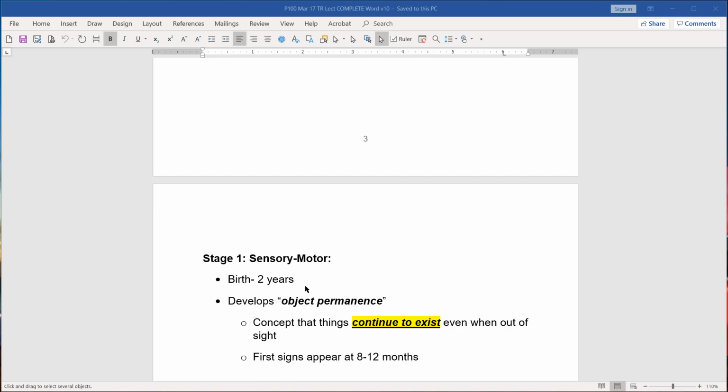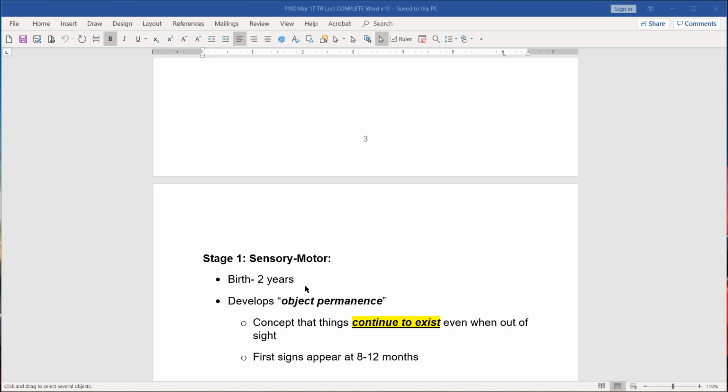Which stage is the first stage? Sensory motor stage, as you can see. What's the second stage we go through? What's the third stage? You don't need to remember the months and years that are associated with these ages, but I do want you to remember the sequence. Stage 1, sensory motor stage.